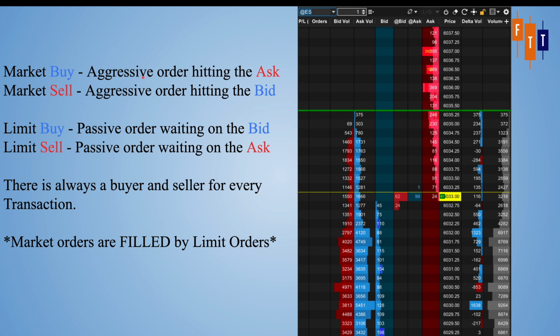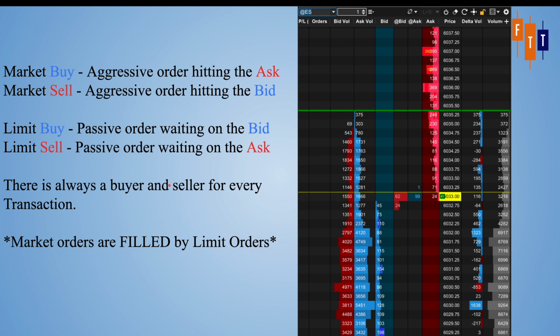So just to recap, I have these color coded to correspond with the chart. A market buy is an aggressive order hitting the ask, which would be this 99. And a market sell is an aggressive order hitting the bid, which would be this 62. A limit buy is a passive order waiting on the bid, which is this blue column. And then the red column is a limit sell passive order waiting on the ask.